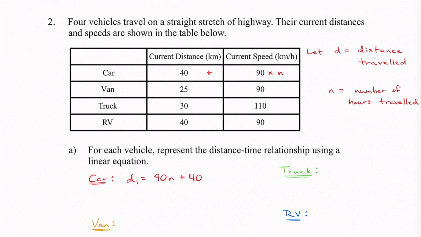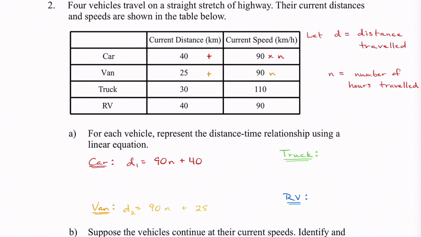For the van, it's basically going to be the same thing. We're going to add them and multiply by n. So for the van, we're going to get this right here. And I'm just labeling these with different numbers so I know which one's which. So 1 will be for car, 2 will be for van, and then for the truck will be 3, and then for the RV it's going to be a 4.